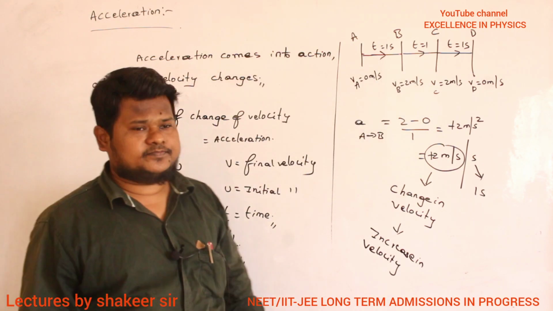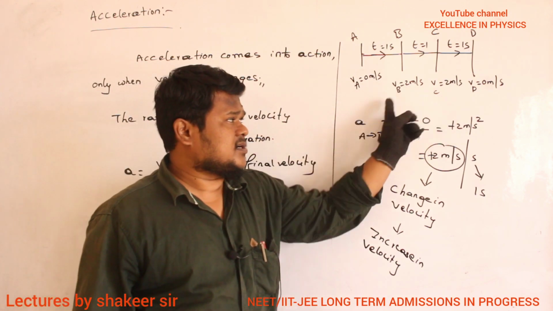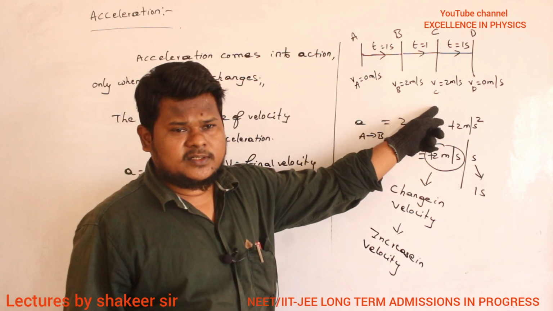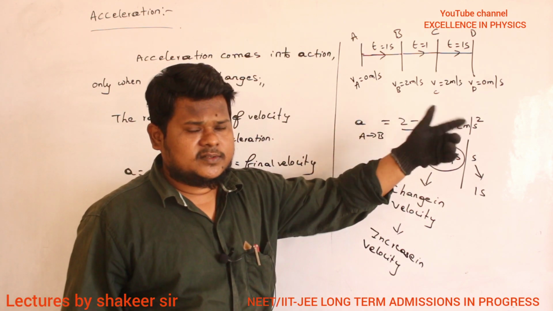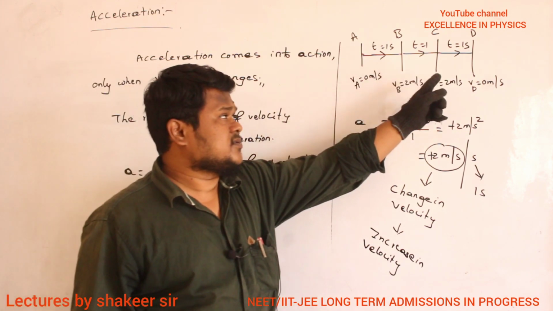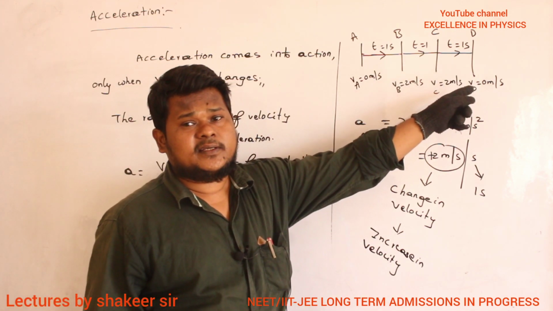0. Why is it 0? Velocity is not at all changing, no? Here what is the velocity? 2. Here what is the velocity? 2. Is there any change in velocity? Velocity is not changing, so acceleration is 0. Understood, no? Now can you say what is the acceleration between C and D?